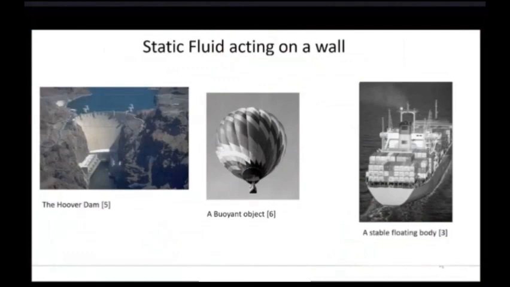So on the left, clearly, the surfaces at the bottom of the dam or throughout that dam have got fluids acting on them. So we're going to be learning about what forces are exerted on those surfaces, so that we know how to construct such a structure, so that we don't see failures and it can deal with the forces exerted on it. In the centre, we have a buoyant object, a hot air balloon.